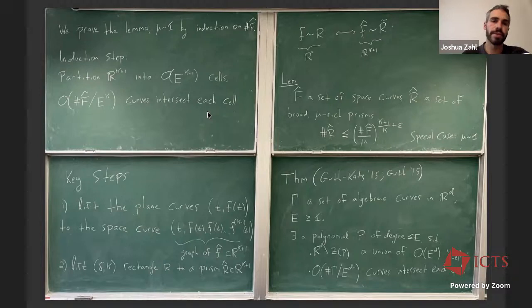And how many curves intersect each cell? Well, it's roughly the total number of curves divided by E to the k, right? It's the E to the power of dimension minus 1. Not sure why it's doing that.